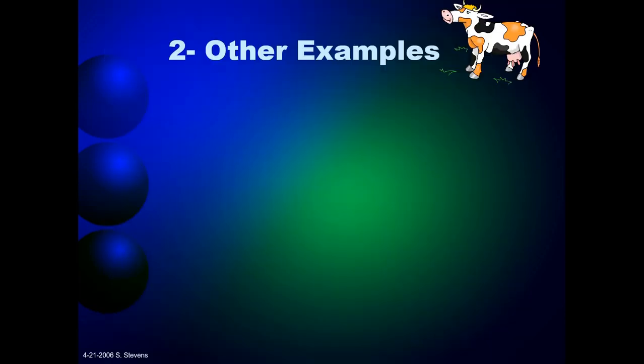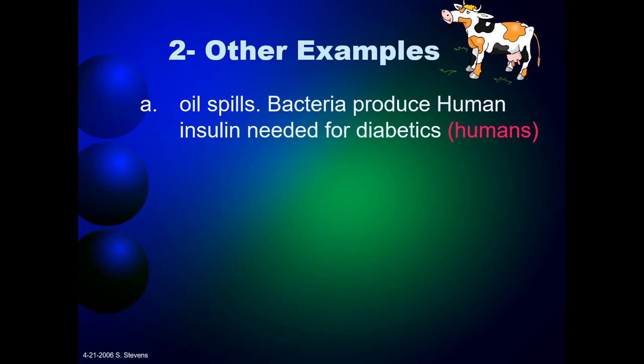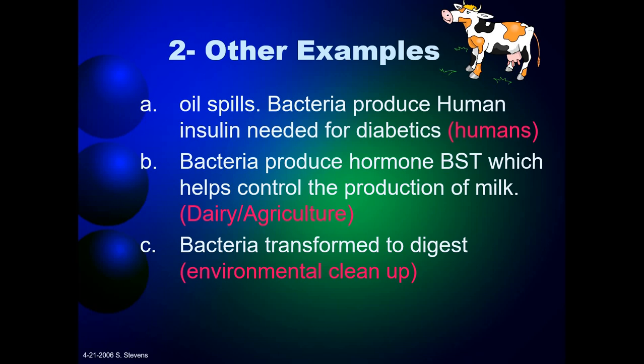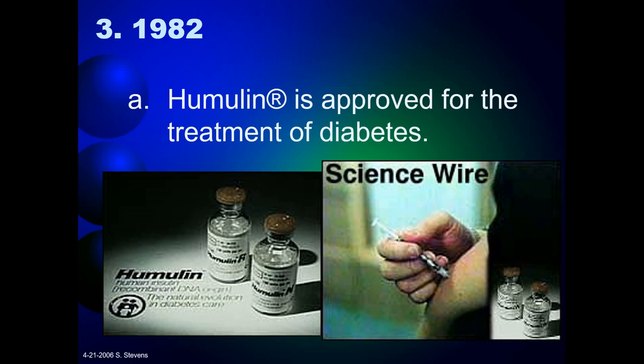Okay? So some other examples, oil spills. They're now producing bacteria that will actually eat the oil spill rather than trying to clean it up. We also have bacteria producing insulin for humans. Bacteria that produces BST, which helps control the production of milk. Bacteria that help us to digest stuff, not only with the oil spills, but lactase, that people now that couldn't used to drink milk, now can drink milk. So human insulin, this is something that to me is important because I am diabetic.